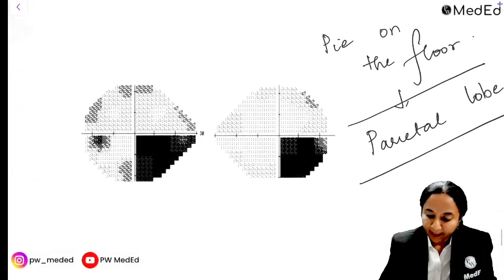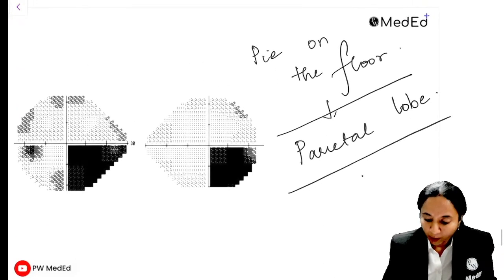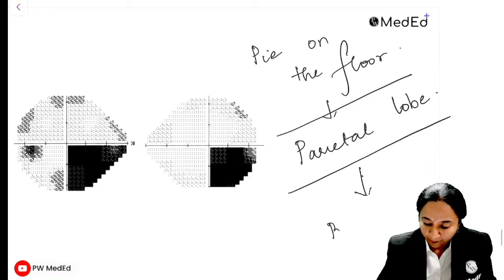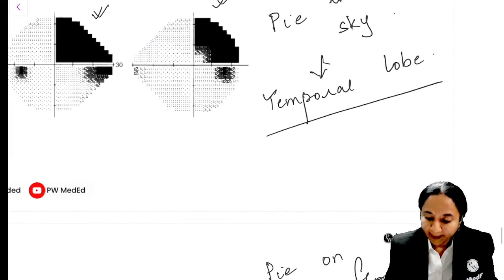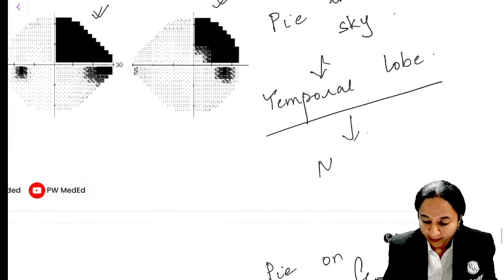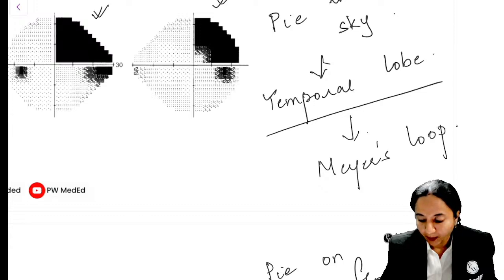Yes, you are correct. See, the parietal lobe is also called Baum's lobe, and the temporal lobe is also called Meyer's loop.